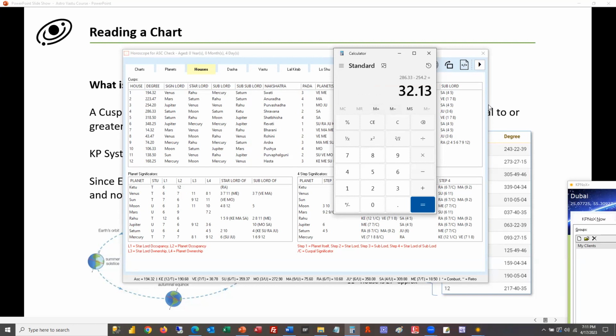Now the same thing, if I were to apply it between the 10th and 9th, it's 106.33 minus 74.2. What do I get? Same answer. So the third house and the ninth house will be of the same length, 32.13.